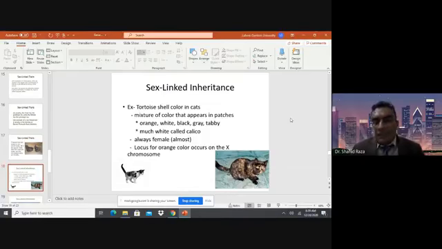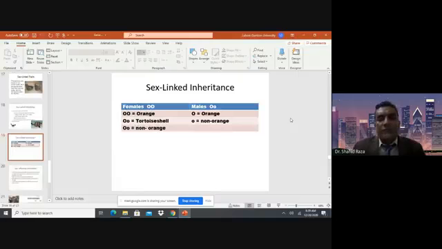like we can see here in cats: orange, white, black, grey, tabby, with much white called the calico, almost always female. The locus for the orange color occurs on the X chromosome. When we talk about sex-linked inheritance in males and females, here we can see capital O represents the orange color and small o non-orange.